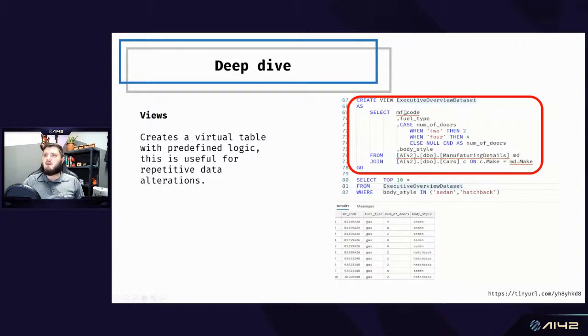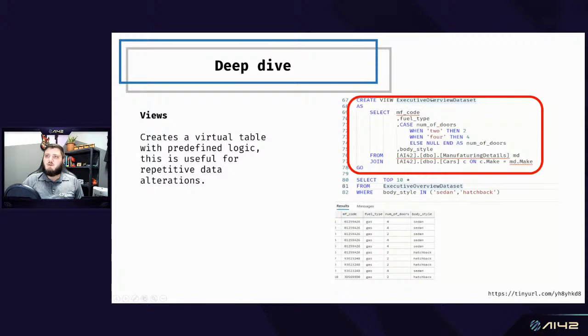As an example, I've created an executive overview data set where I said, select my manufacturing code. I already join these two tables together so that I don't have to join them again when I'm referring to this data set. Return my manufacturing code, my field type, and I want the number of doors returned as numeric because I feel this might be significant for my model. And if it doesn't fit into my little bucket of 2 or 4 doors, just bring back a null, which is just the absence of a value.